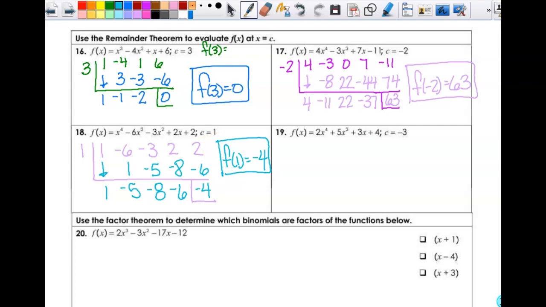All right, one more of these. So I have negative 3 out here. Inside, 4th degree, 1, 2, 3. Oh, there's only 4 terms, so I've got to put a 0 in here. I have 2, 5. The x squared term is what I'm missing. Then 3, then 4.